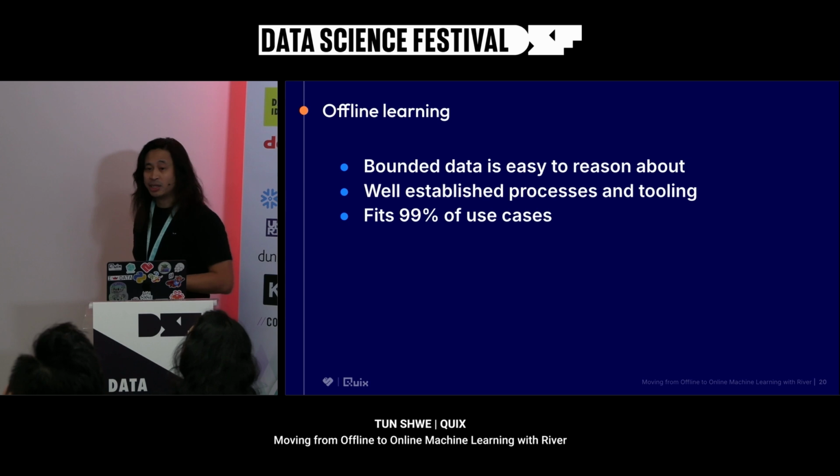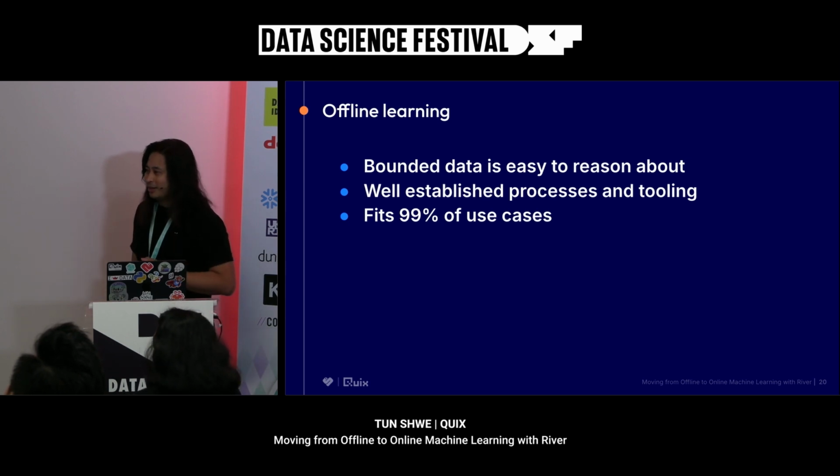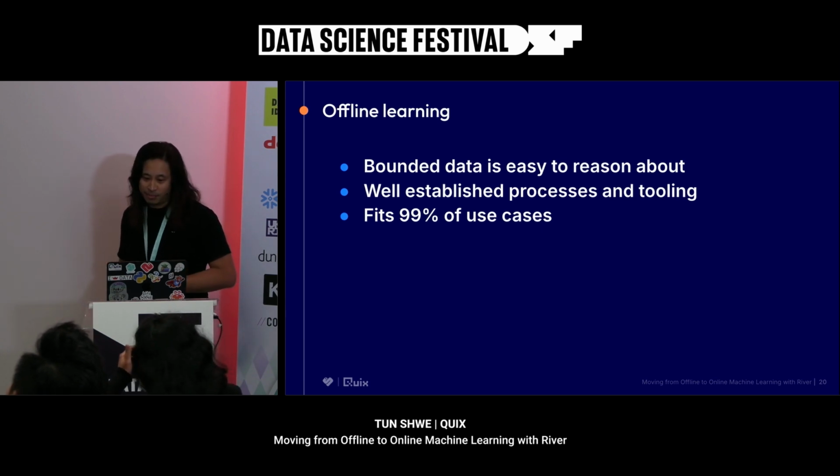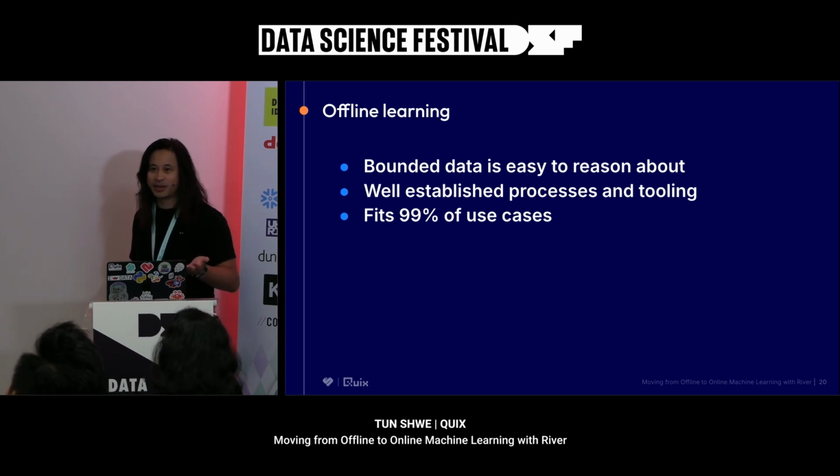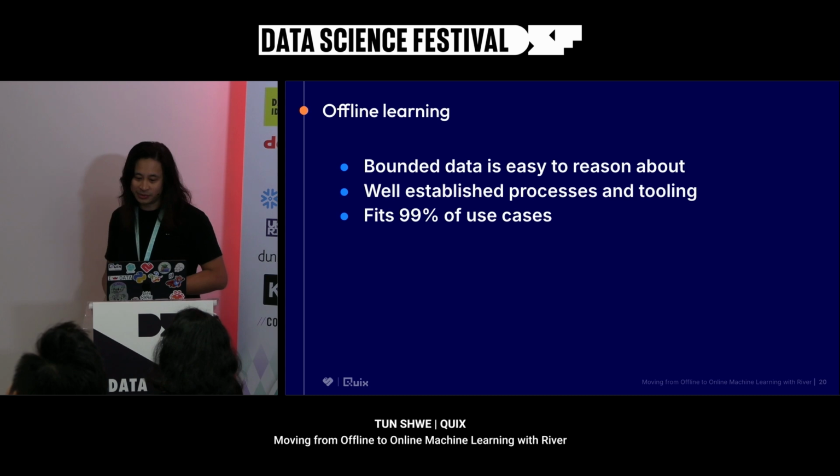And bounded data is really easy to reason about. I think, from my experience, humans struggle with the fourth dimension, to think about the passage of time. It's often difficult in a machine learning context. So what you want to do is get all the data in one go in a bounded way, and then you want to be able to use that to train your model. It's well-established processes and tooling. It's the de facto, so you have so many different options for doing that.